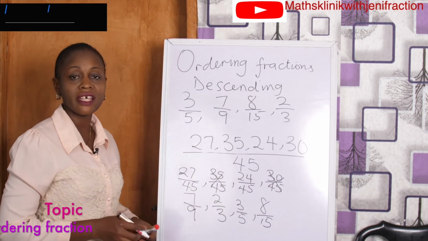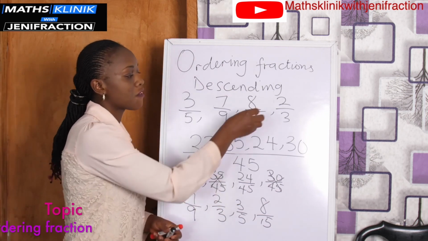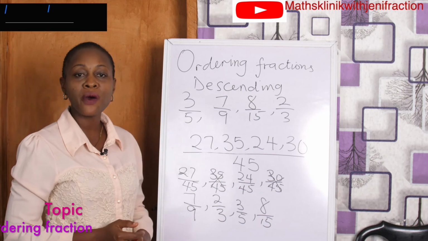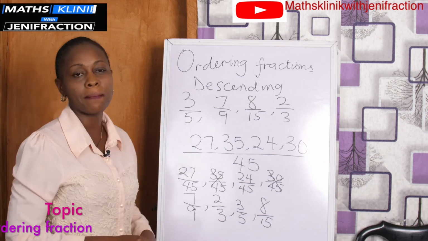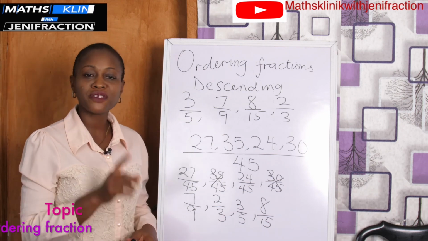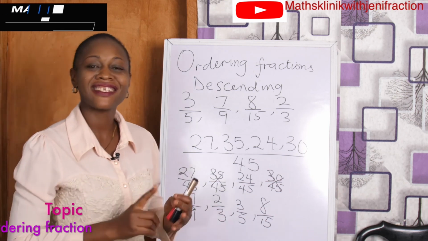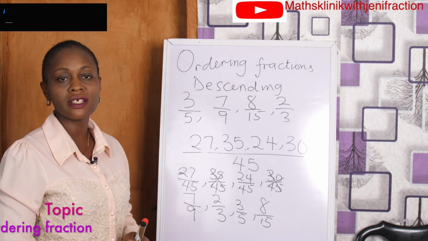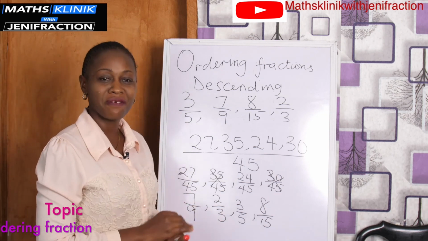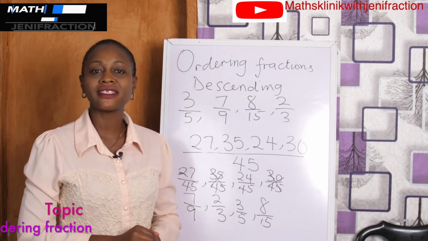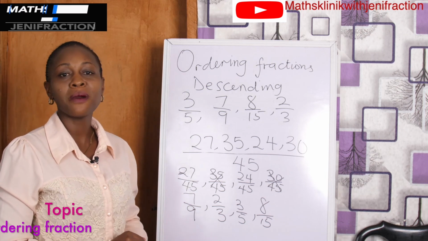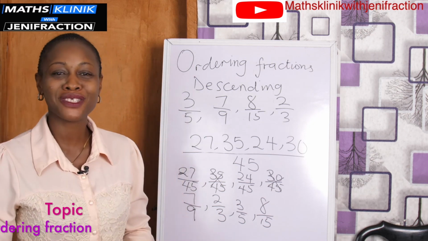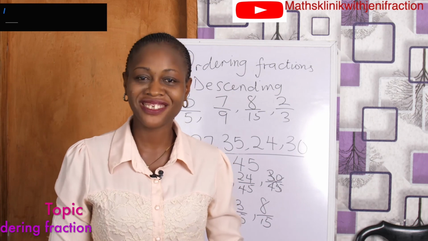Can you now see that you don't just pick fractions according to how small or how big they are to arrange them? You have to follow the steps. And the steps: step 1, find the LCM of the denominators. And step 2, you divide the LCM by the denominator and then multiply. This is all we have to do in ordering fractions.